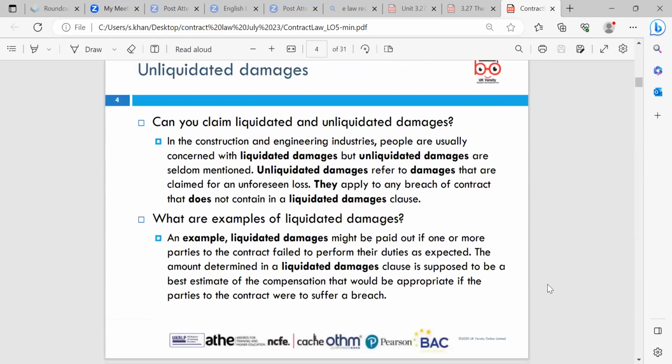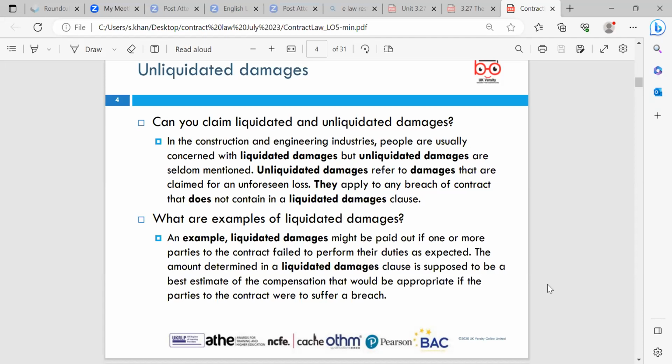Unliquidated damages. Can you claim liquidated and unliquidated damages? In the construction and engineering industries, people are usually concerned with liquidated damages, but unliquidated damages are seldom mentioned. Unliquidated damages refer to the damages that are claimed for unforeseen loss. They apply to a breach of contract that does not contain a liquidated damages clause.